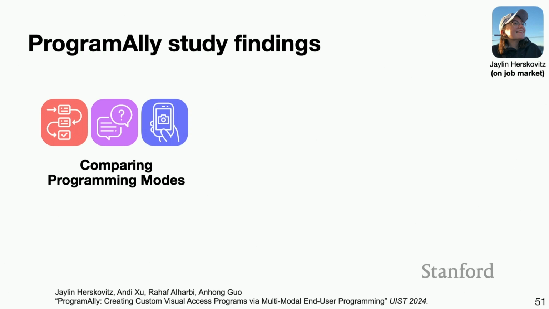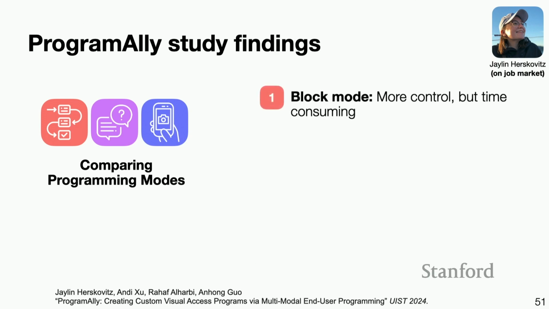So we then conducted a user study with 12 blind participants to see whether this approach really works and is able to support accessibility use cases that were not possible before, and what the preferences and trade-offs are of people using these three different creation methods, right? So what we found is that each of these creation interfaces actually has its own strengths and challenges. For block mode, although it's generally a bit more time consuming, participants appreciated that it was very precise and gave them control over the final program. This mode is especially useful when they have something in mind that they want to create.